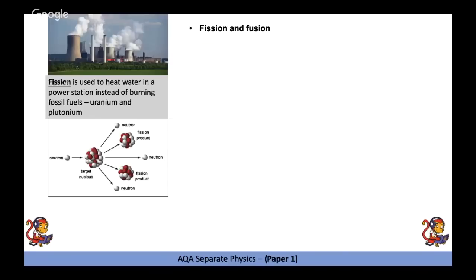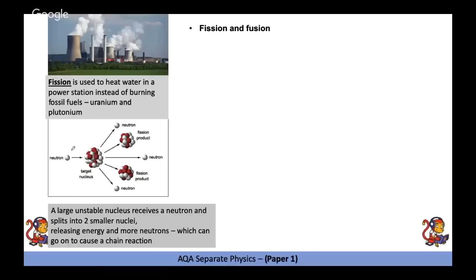Now, a little bit more about fission then. So what exactly is fission? Well, you're going to see that a large unstable nucleus, here's my target nucleus, it's large. You must refer to it as a nucleus. It receives a neutron. When it receives a neutron, it becomes unstable, like we've seen before. It splits into two smaller nuclei, again making sure to refer to nuclei, and also releasing more neutrons. Now then, these neutrons can go on and repeat this process called a chain reaction.